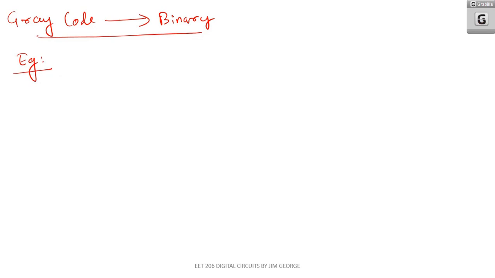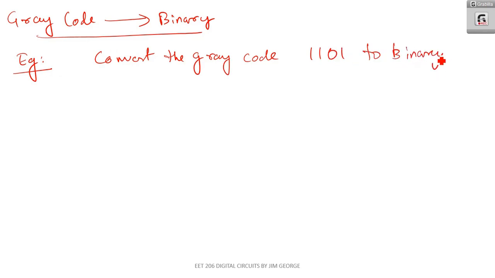Now a gray code will be given, and I need to convert the gray code to binary format. How is it possible? I will show with an example. Convert the gray code 1101 to binary. Now see, it is specified that 1101 is gray code. So how will you convert it into binary?